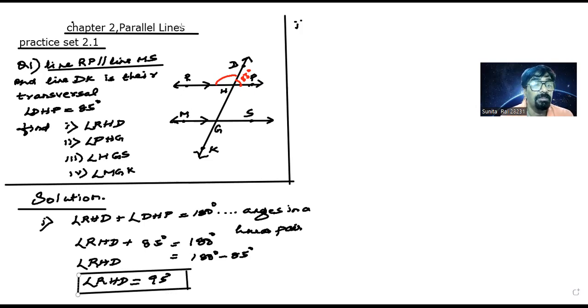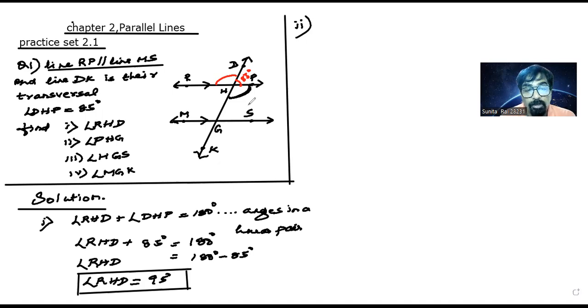Now, I have to do the second part of it. Children, what is this angle? Just have a look here. I want angle PHG. Where is P? You can see PH is here. Angle PHG is here, children. Can you see this angle PHG? This angle PHG I want.